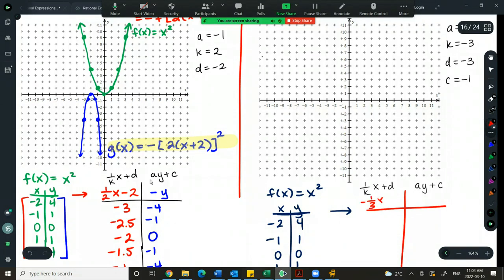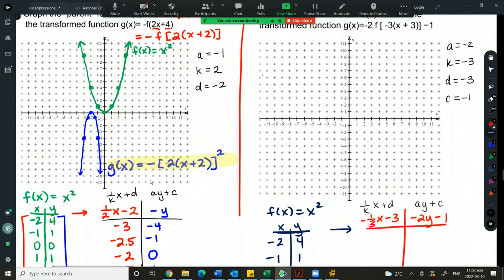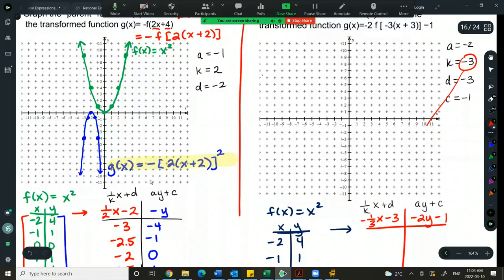Or just negative 1/3 x, that's fine. Minus 1, yeah. Okay, that's what it should be. Reciprocal of the k, so reciprocal of negative 3 is negative 1/3. Use the opposite sign of d, which we already did. And then the a and the c will look exactly the same. So negative 2 and negative 1.